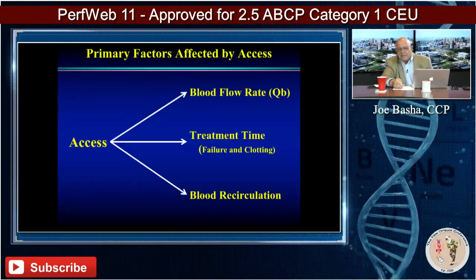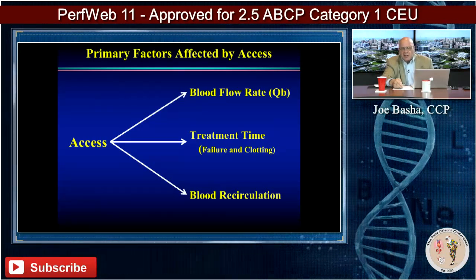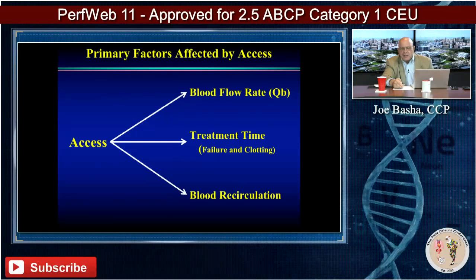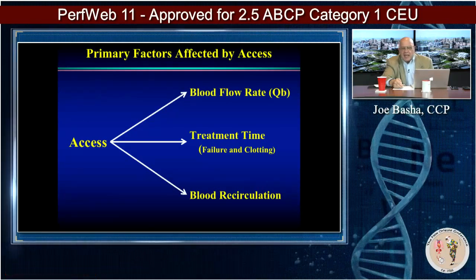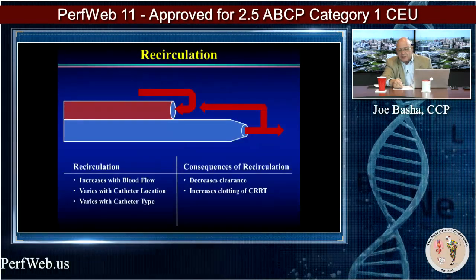And then primary factors affecting access. If your access is great or bad, your blood flow rate is going to be affected, your treatment time is going to be affected, and your blood recirculation is going to be affected. In fact, let's talk about blood recirculation.